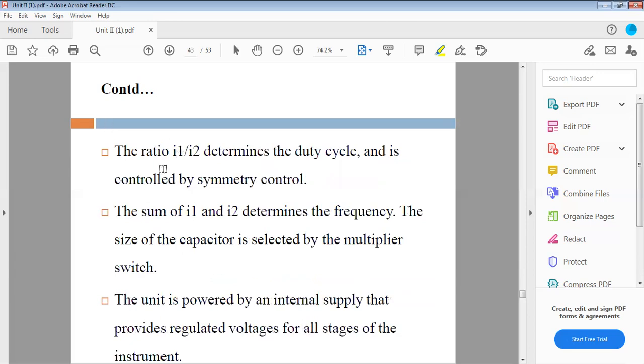Next, the ratio of currents I1, from the upper current source, and I2, from the lower current source, determines the duty cycle and is controlled by the symmetry control. As we have already discussed, the symmetry control is used for varying the duty cycle. The sum of the currents I1 and I2 is used to determine the frequency. The size of the capacitor is selected by the multiplier switch, so based on the frequency, we can vary the ramp capacitor by using the multiplier.